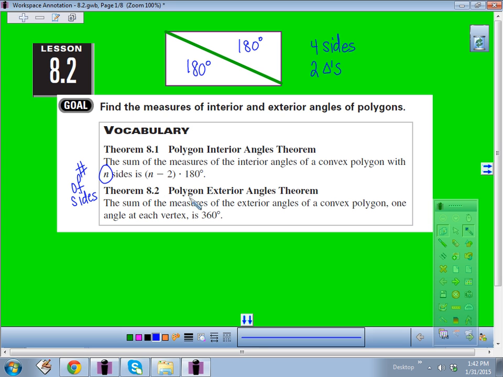Theorem 8.2 says polygon exterior angle theorem. This theorem says that all the angles outside of a convex polygon, one angle at each vertex, add up to 360 degrees every time. It doesn't matter how many sides the polygon has, the sum will always be equal to 360 degrees.